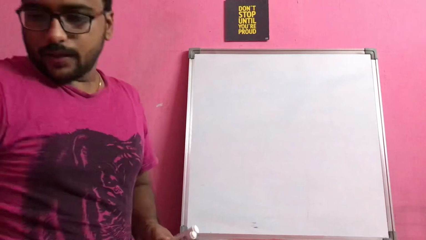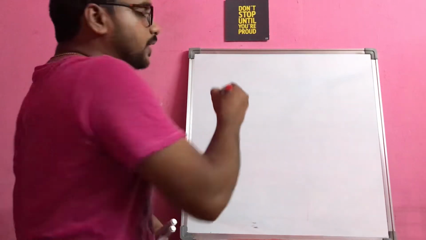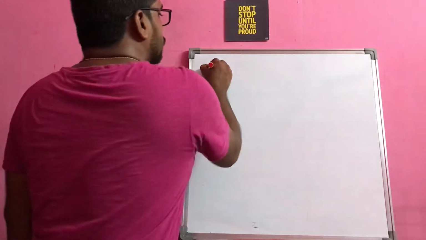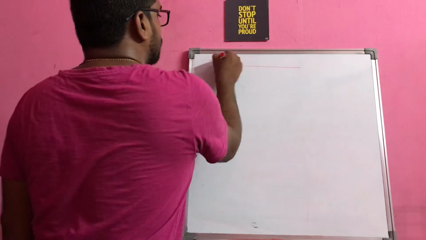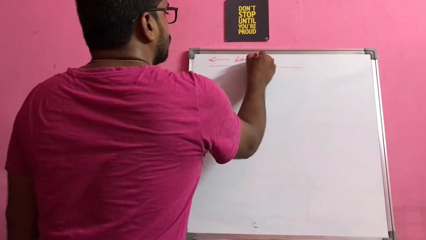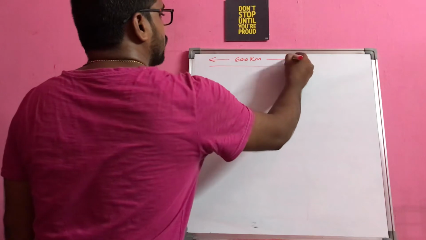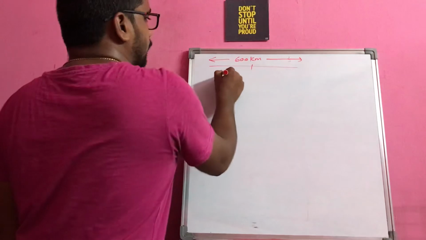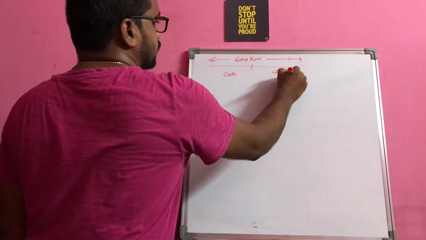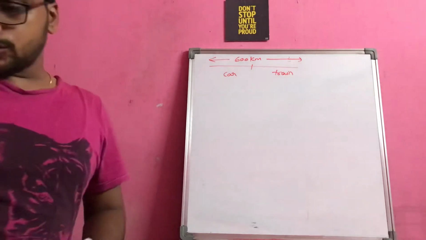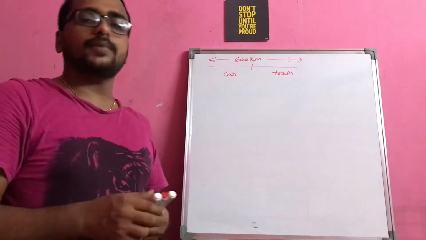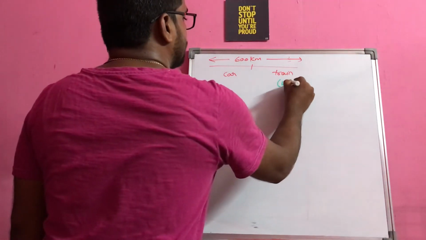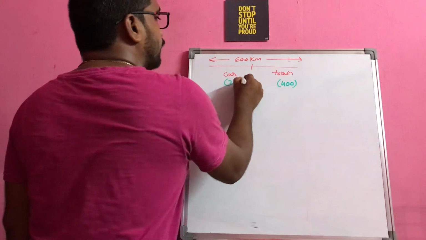See this. A man travels 600 km partly by train and partly by car. So totally he is having 600 km. What they are saying is he is traveling partly by car, partly by train. So let us say some part he is traveling by car and some part by train. If he covers 400 km by train, then the remaining 200 he has to cover by car only.